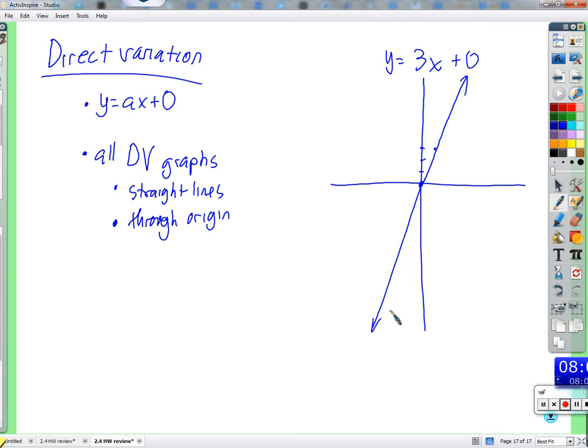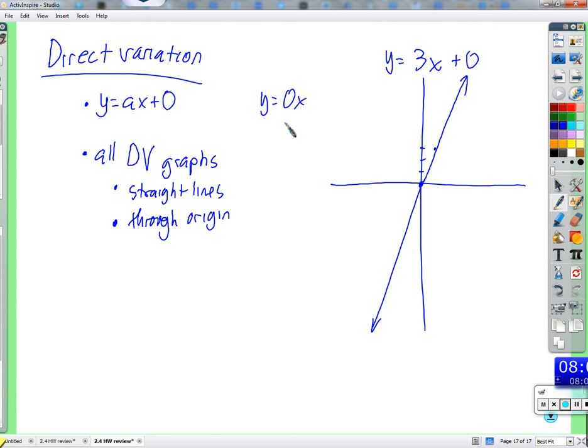Could it just be y equals 0? Always positive. Like, you can just multiply if a was 0. If a was 0, that would be directly proportional because that would be y equals 0x. Oh, yeah, like that. X always gets multiplied by 0. Y is always 0. That's directly proportional.